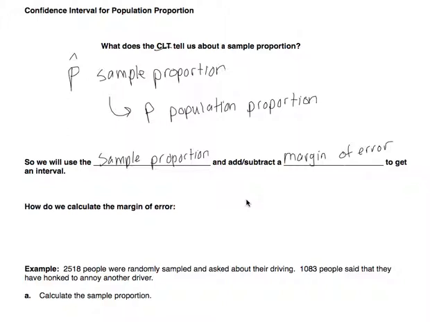So what we need to do is to take our P hat, our sample proportion, and we're going to calculate a margin of error. And we're going to add and subtract this margin of error, and that's going to give us our, and let me rewrite this. This is a P hat. We're going to add and subtract this E, which is the margin of error. And this is going to give us our confidence interval.